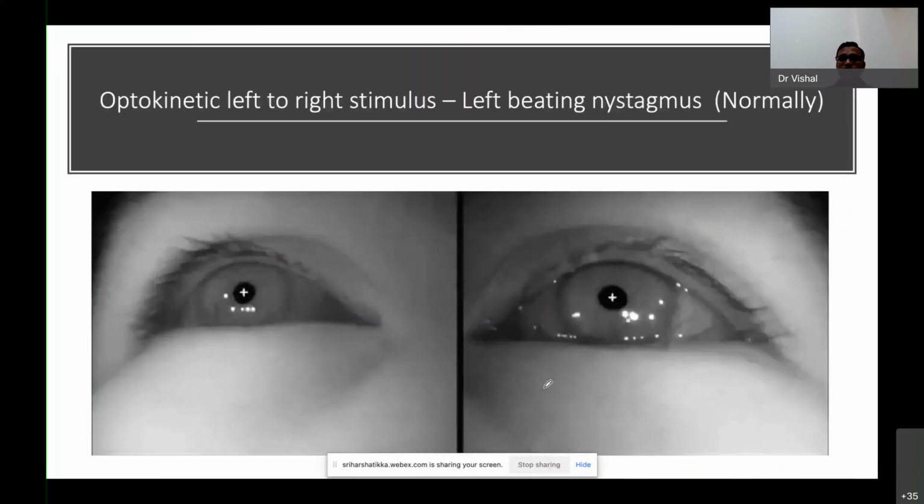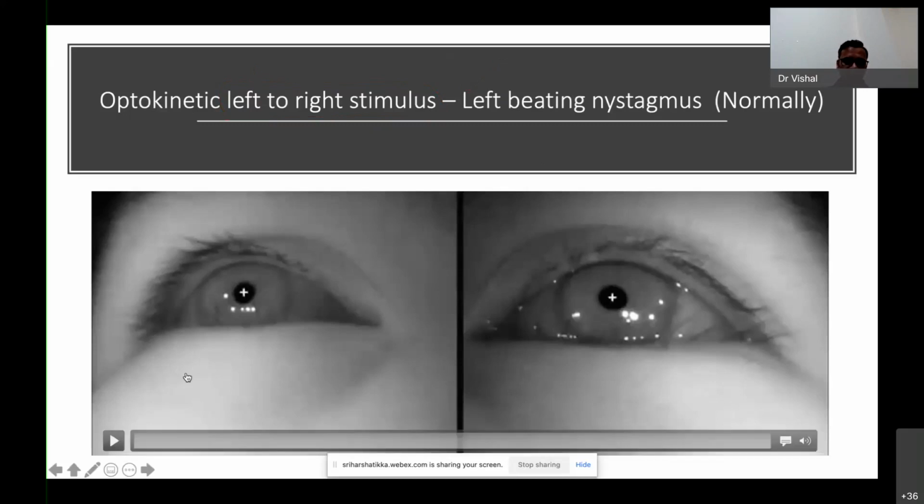Then coming to the reversal on optokinetic testing. For example, in this patient, I offered the left to right stimulus on the optokinetic stimulation. Normally the patient should get left beating nystagmus. When the strips are moving from left to right, the patient usually gets left beating nystagmus because they slowly pursue it towards the right, and then it beats towards the left. But in this particular patient, instead of left beating, the patient had right beating nystagmus.